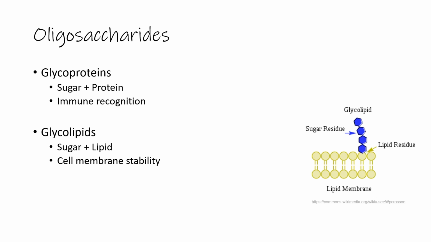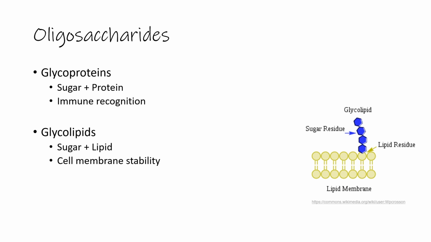We have our oligosaccharides. These are ones that are 3 to 10 monosaccharides combined together. The common categories for oligosaccharides are glycoproteins and glycolipids. Glycoproteins is when we have a protein attached to the sugar, or if we have glycolipids, we have a sugar attached to a lipid.